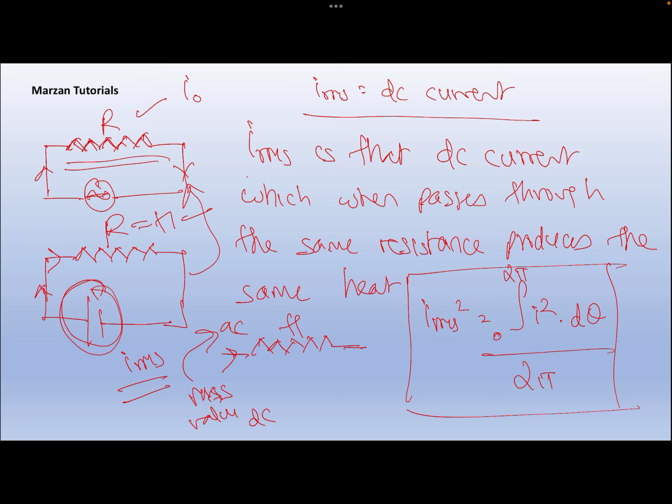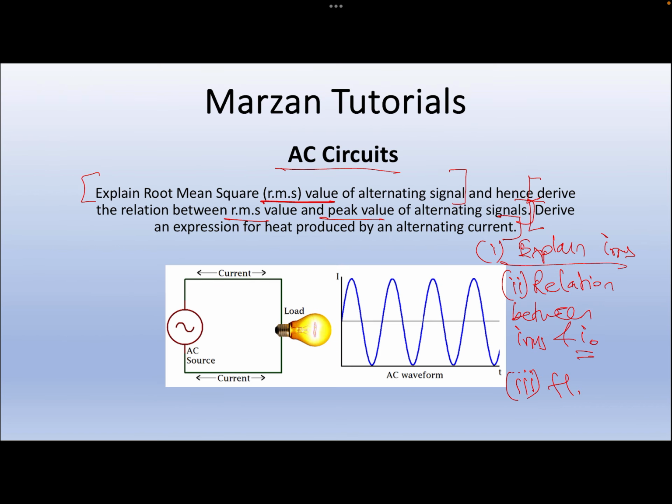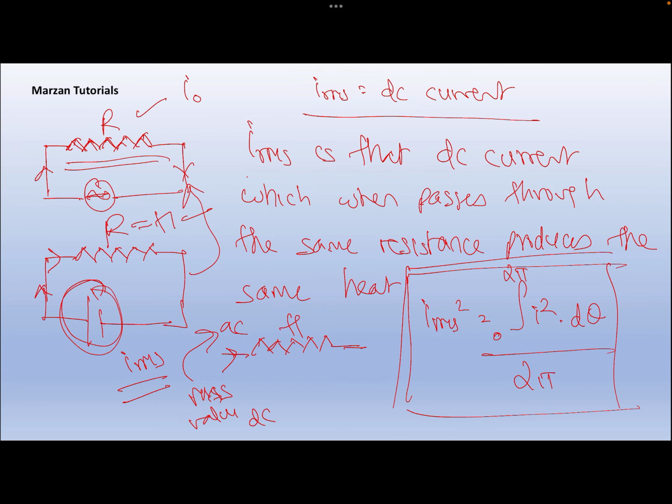Okay, fine. So we have done the first part. IRMS is the DC current which when passes through the resistance produces the same amount of heat as the AC current. Now next is what we have to prove: the relation between IRMS and I0. Now how will we do that? For that we'll be using this mathematical formula. So let us start from this.